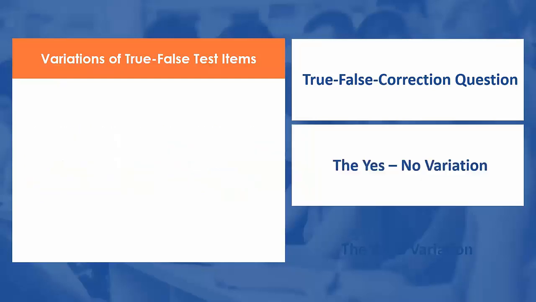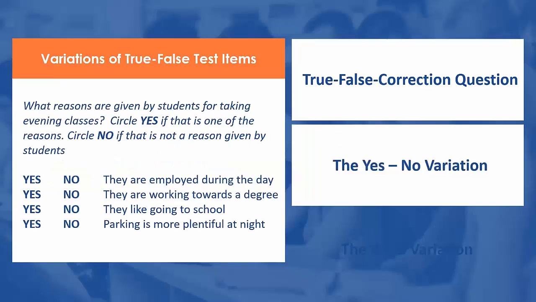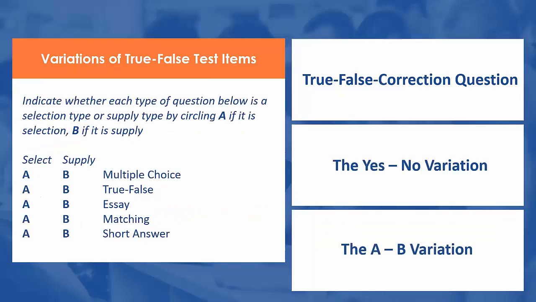The yes-no variation: you circle yes if that is one of the reasons, you circle no if that isn't a reason. That's still a true-false setup, just a slightly different format. And finally, the A-B variation, the choice. Select column A if it's the select type of test item, select B if it's the student supplies the answer. So there are variations to this one gizmo.